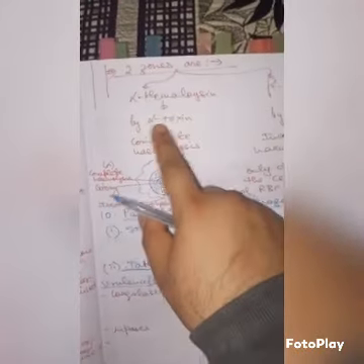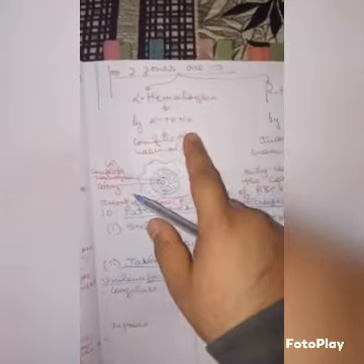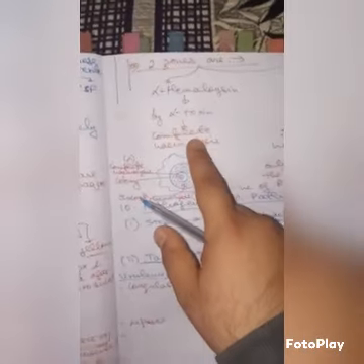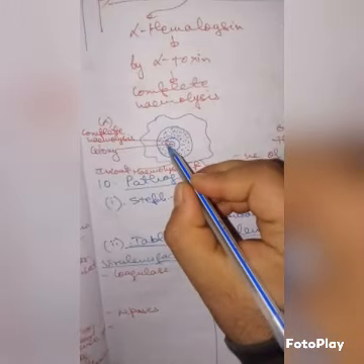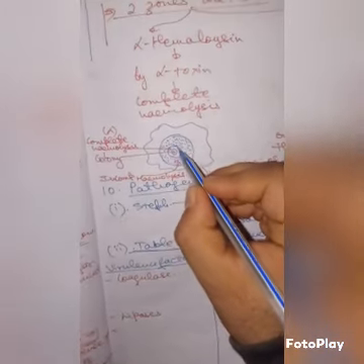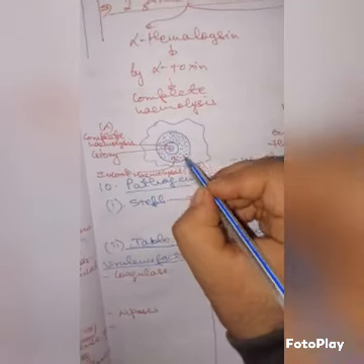Let us try to understand that with the help of this diagram. So the 2 zones are alpha hemolysin and beta hemolysin, because of alpha toxin and beta toxin. Now this alpha hemolysis is the zone of complete hemolysis. So if you see in this diagram, this is the Staph colony, this is the zone of alpha hemolysis, and this is the zone of beta hemolysis.